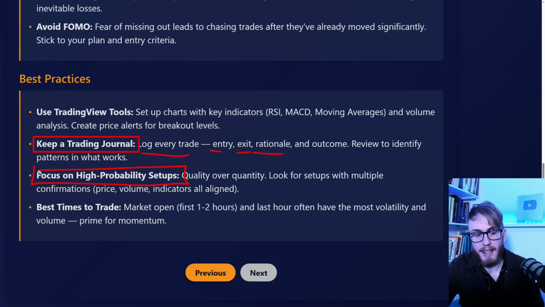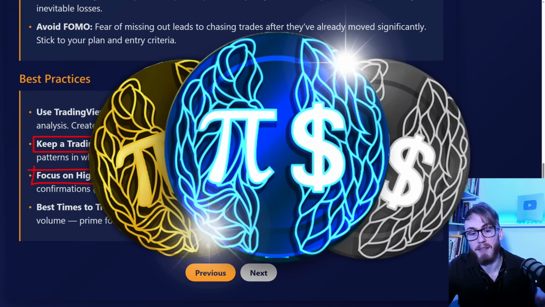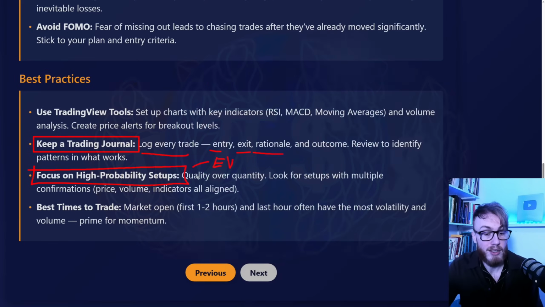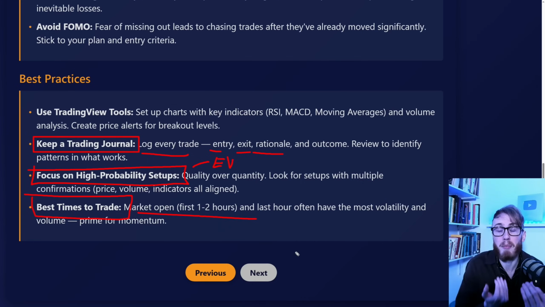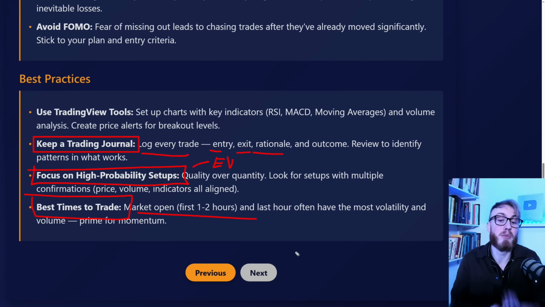Another key idea here is to focus on high probability setups. One very important concept to understand is something called expected value. And I do have a dedicated video on expected value for all channel members. So if you decide to become a member, definitely check that one out. And you can also consider the best times to trade. Many times, for example, the market open can offer better volatility and also more opportunities.